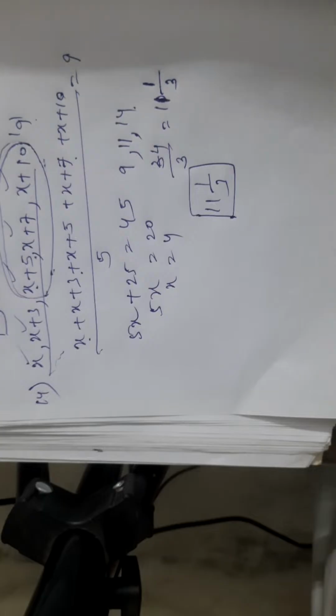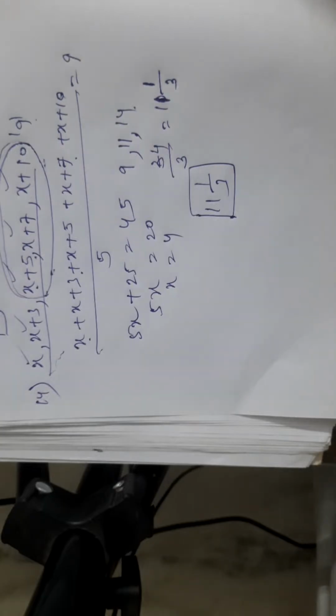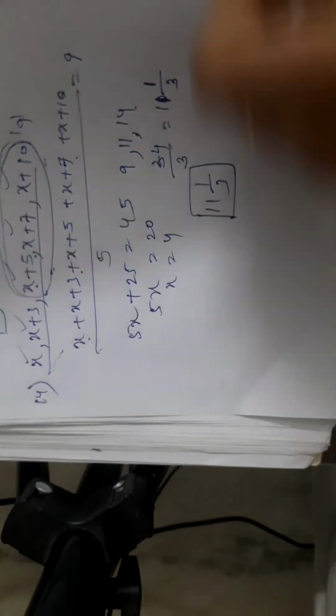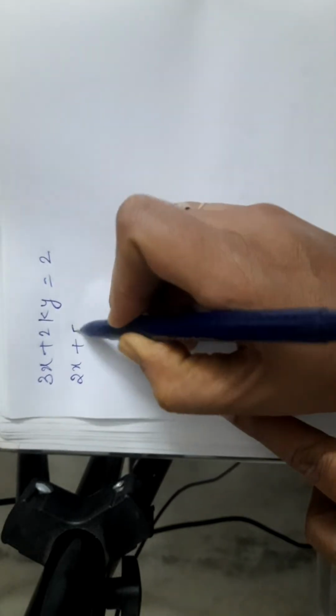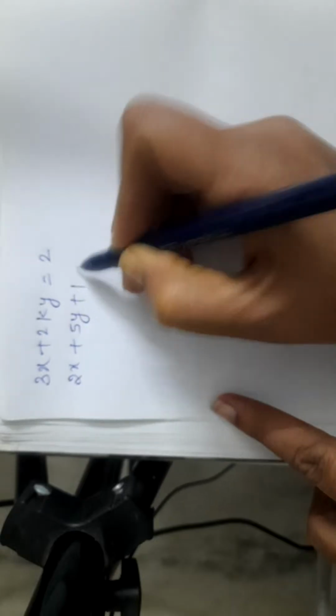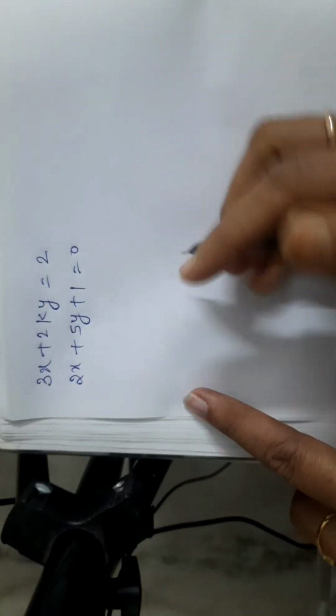Now here the next question is given: 3x plus 2ky is equal to 2, 2x plus 5y plus 1 is equal to 0. Find the value of k if the equations are having parallel solutions. If the lines of the equations are parallel, find the value of k. Do you remember what is the condition for parallel?